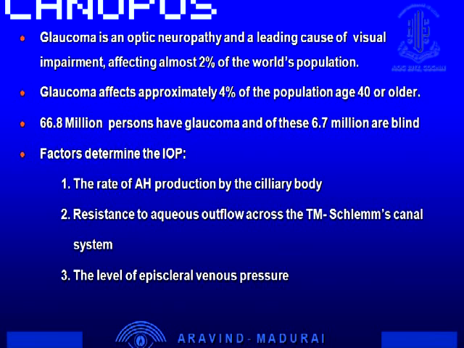Glaucoma is an optic neuropathy, and the reasons for its formation may be the rate of aqueous humor production by the ciliary body, the resistance of the aqueous humor outflow across the Schlemm's canal and the meshwork, and the level of the episcleral vein pressure. In addition to that, the corneal thickness.